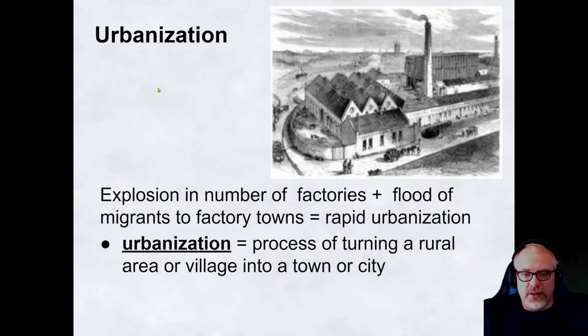This explosion in the number of factories and the flood of migrants to factory towns meant that urbanization was very rapid. There are no building codes, so houses are just put up. There's not a lot of safety. There's not any thought to safety. And this urbanization, it's the process of turning a rural area or a village into a town or a city.